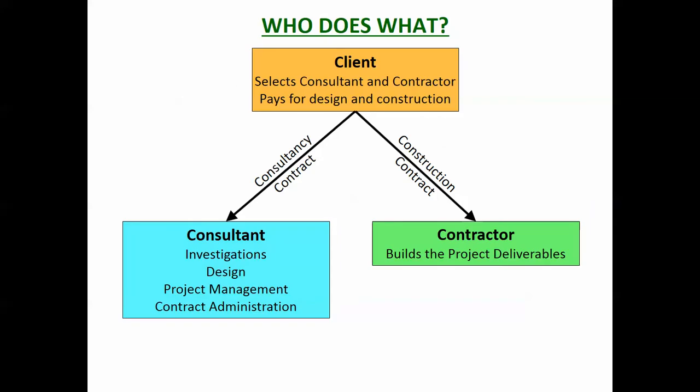You've got a client, contractor and a consultant. Hopefully you remember all this from engineering management. So the client is someone who wants something done. They want something built, or they want a result, or they want a service provider. So they select the consultant and the contractor, they pay for the design and construction work, and basically they take it over when it's finished.